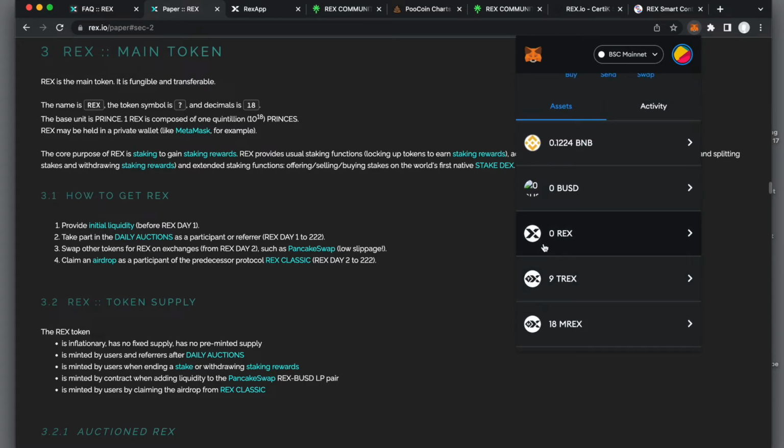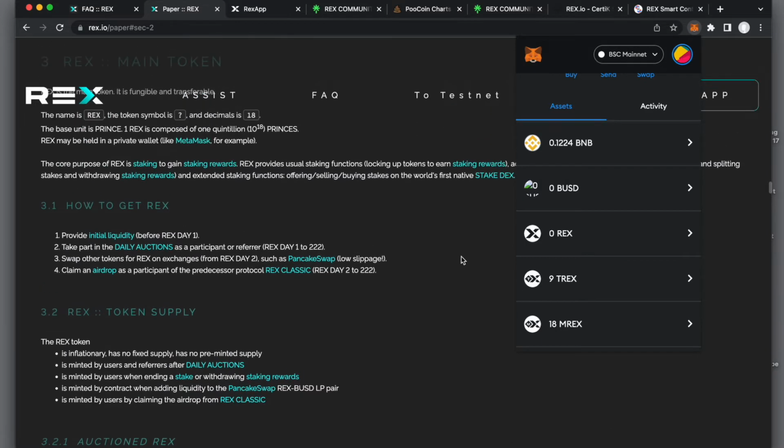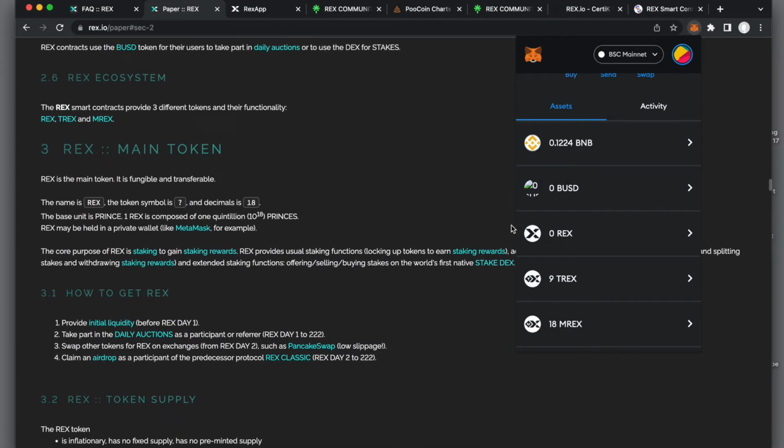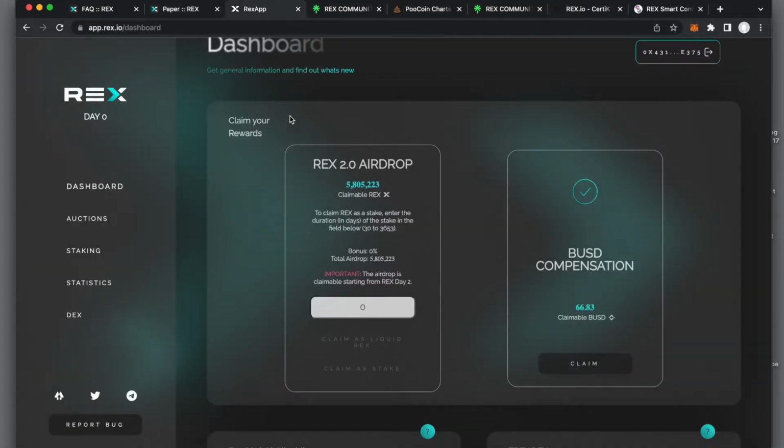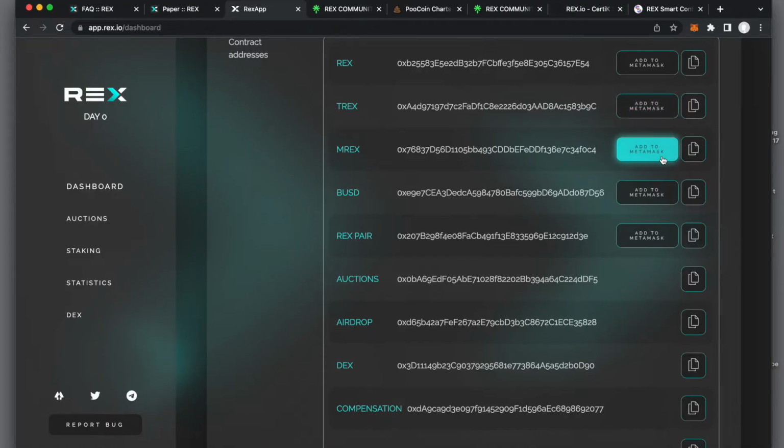This wallet actually does have some other Rex in it, the old Rex. I could add that token in just to show the difference of how it looks. I might do that a bit later. But for now, I'll just remind you, I was able to add these tokens into my wallet. The easy way to do that is in the app itself, in the dashboard. If you connect your wallet and then you scroll down, you can click on these Add to MetaMask buttons that will add those tokens into your wallet.